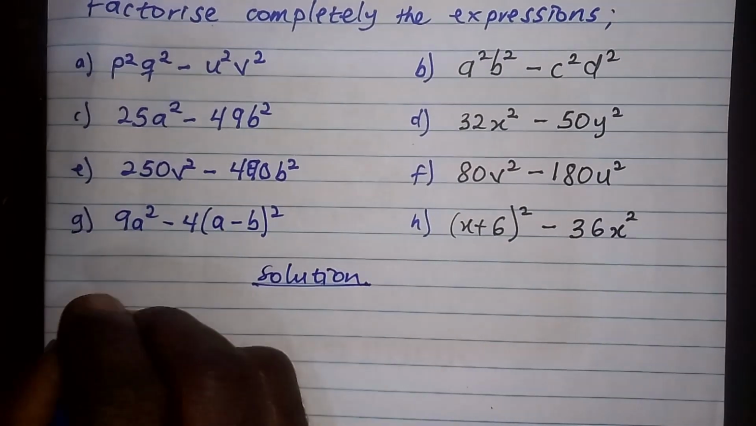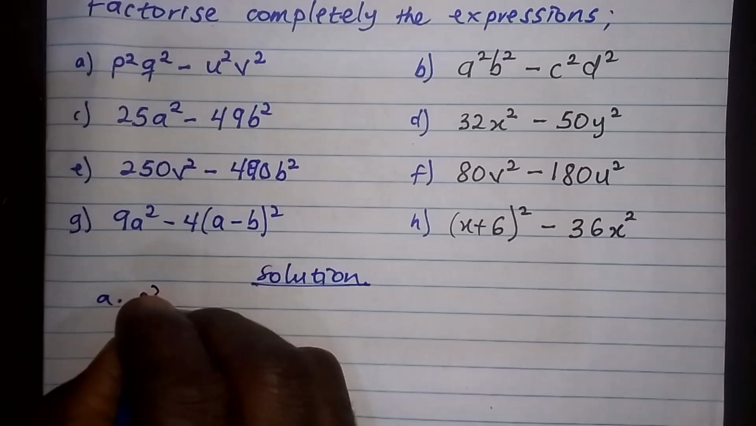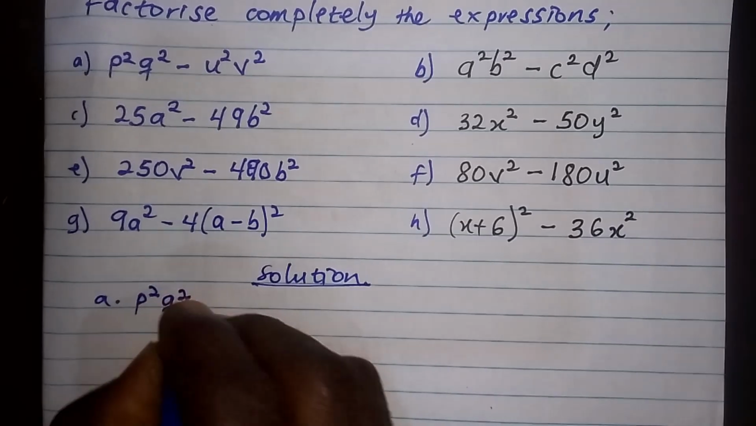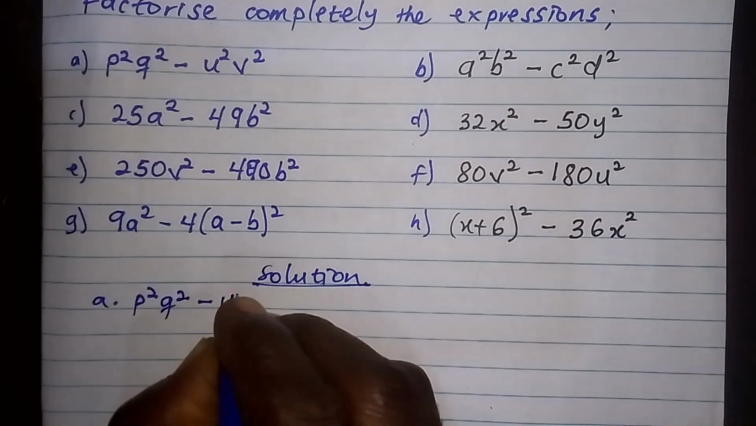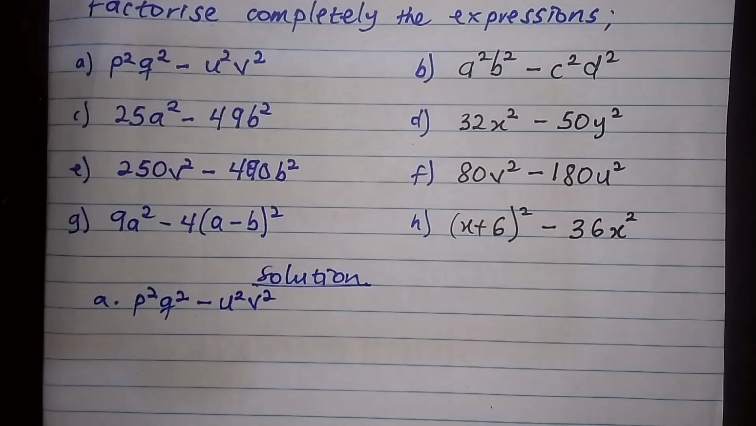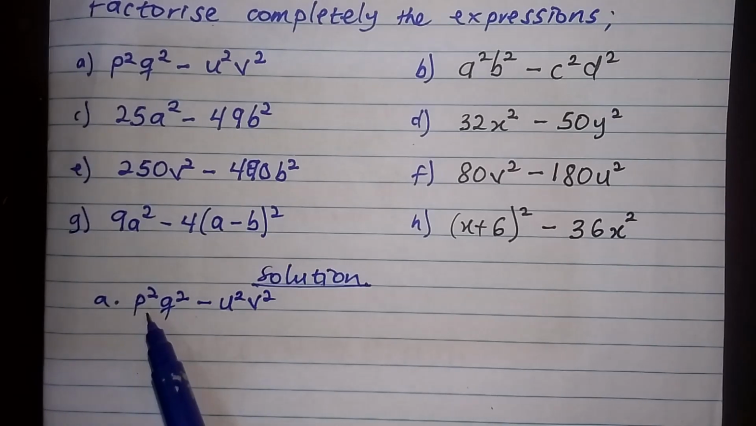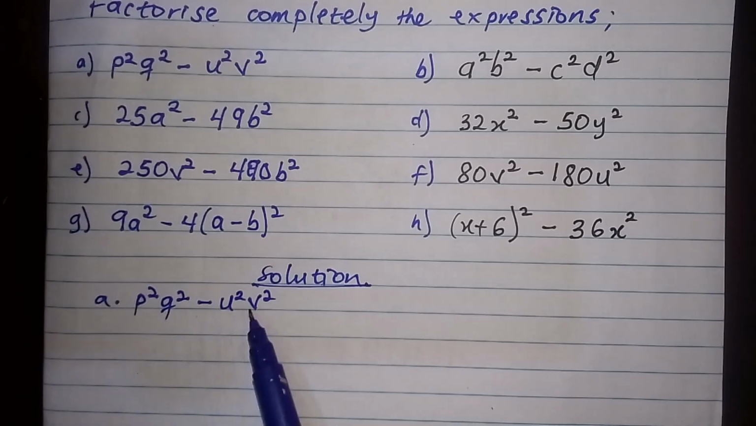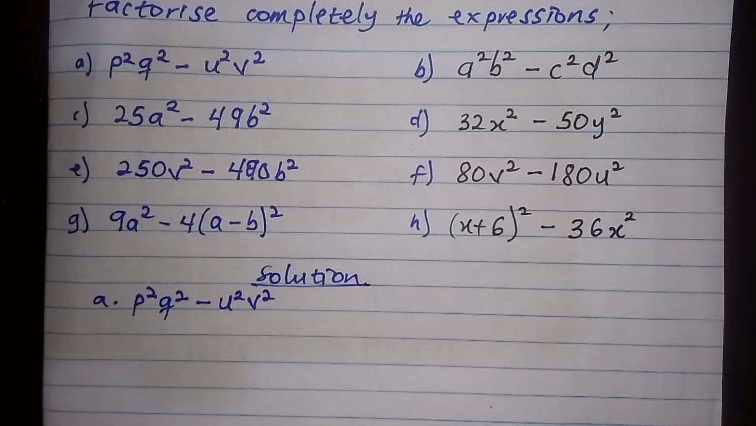So A is p²q² minus u²v². To factorize this expression, as you can see here, there is nothing common to this term and then this term. There is no term that we can factorize outside. There is no number that can be factorized outside.